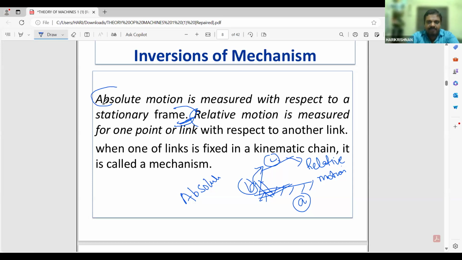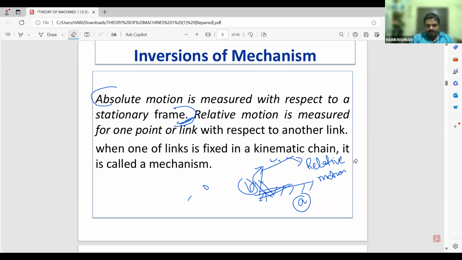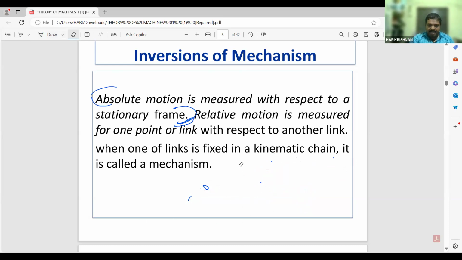Then the most important thing we have to study over here is what we mean by mechanism. I have told you there are so many mechanisms, 3-bar mechanism, 4-bar mechanism, but I have told you a 3-bar is not a mechanism, it becomes a structure. So the simplest mechanism is a 4-bar mechanism. So let me draw a 4-bar mechanism over here.